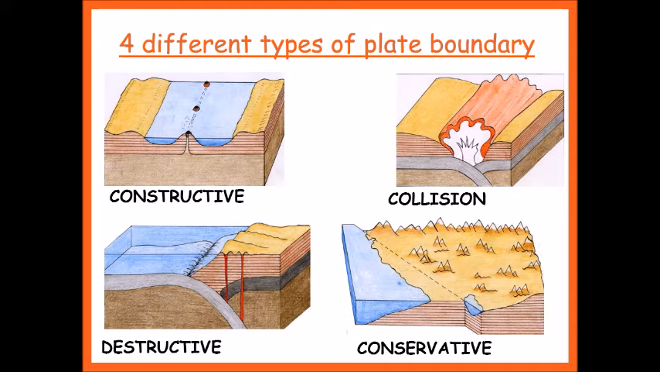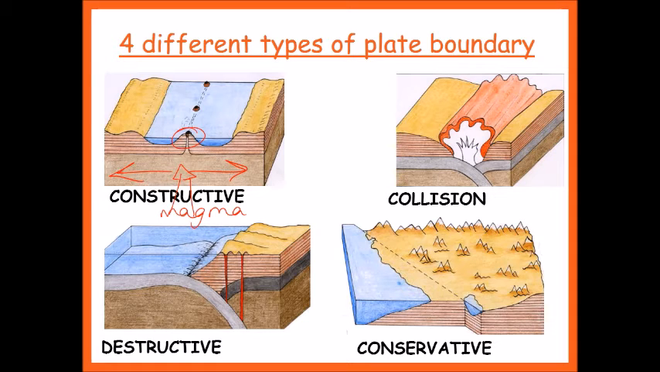So at the constructive plate boundary, we've got the plates moving away from each other. Okay, you don't need to make any notes right now. We're going to make some notes in a minute on a sheet, but just listen. So as the plates are moving away from each other, magma is able to push up through the crust, and it's able to construct, that's why it's called a constructive plate boundary, new land as it cools.